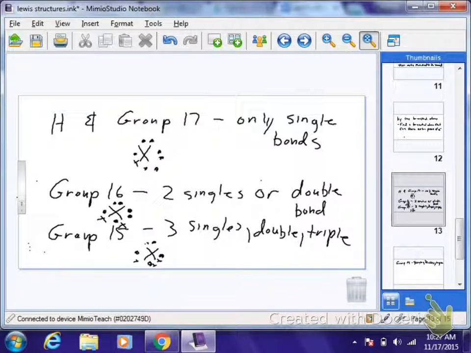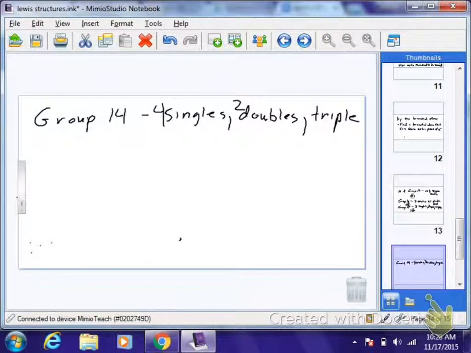Okay, and then group 14 can do all of them too. They can do singles, doubles, and triples just like 15. I probably should say group 14 and 15, but I kept them separate. We're going to go back to our structure and see where we can share extra and how that's going to look when we're done. I will go back to that slide. But for those who are a little ahead, group 14, you can write that down. As we work from right to left, they can acquire more multiple bonds.